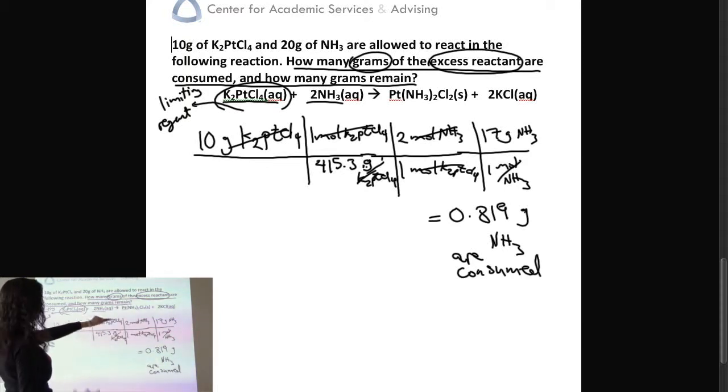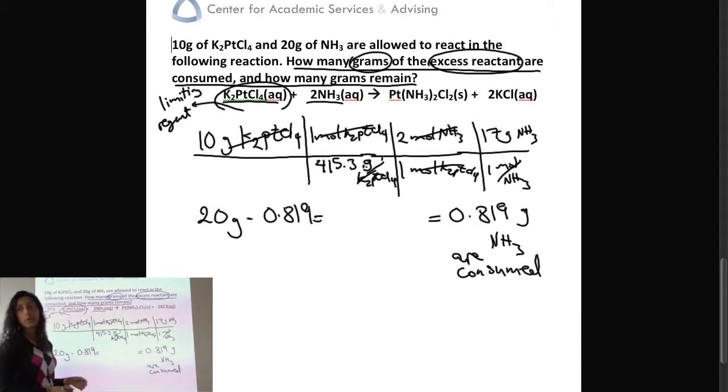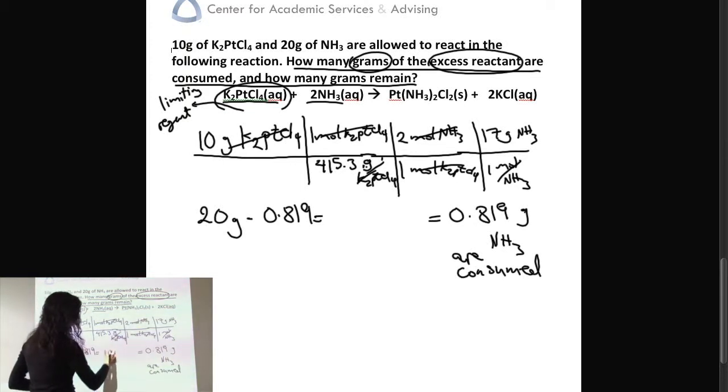So that's how much of it is consumed, and we started with 20 grams. So if you subtract the amount consumed from that, that would be the amount that remains after your reaction is done.